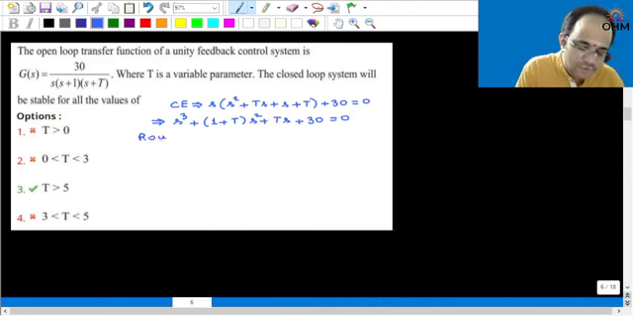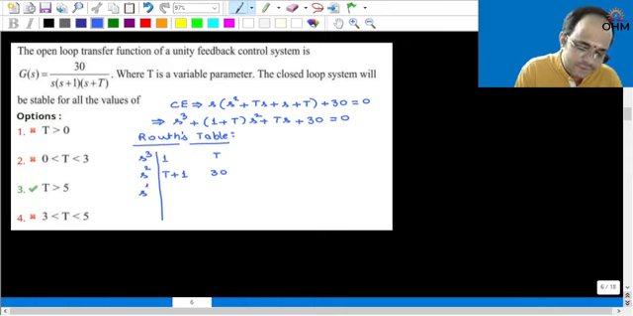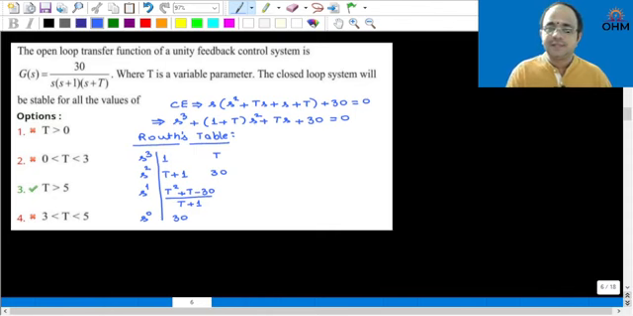Now, by using this characteristic equation, if we define Routh's table, we will get it like this: S cube, the first element will be 1 and then T; S square element T plus 1 and here 30; S power 1 element T square plus T minus 30 divided by T plus 1; S power 0 element is 30.